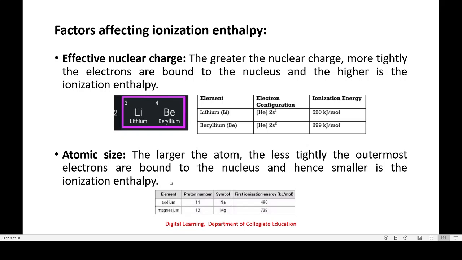For example, when we compare the ionization energy of sodium and magnesium, magnesium has a larger first ionization energy. This is because the sodium atom is larger as compared to magnesium, and hence the larger the size, the smaller will be the first ionization energy as compared to magnesium, which has the smaller size, and hence it has the higher ionization energy.